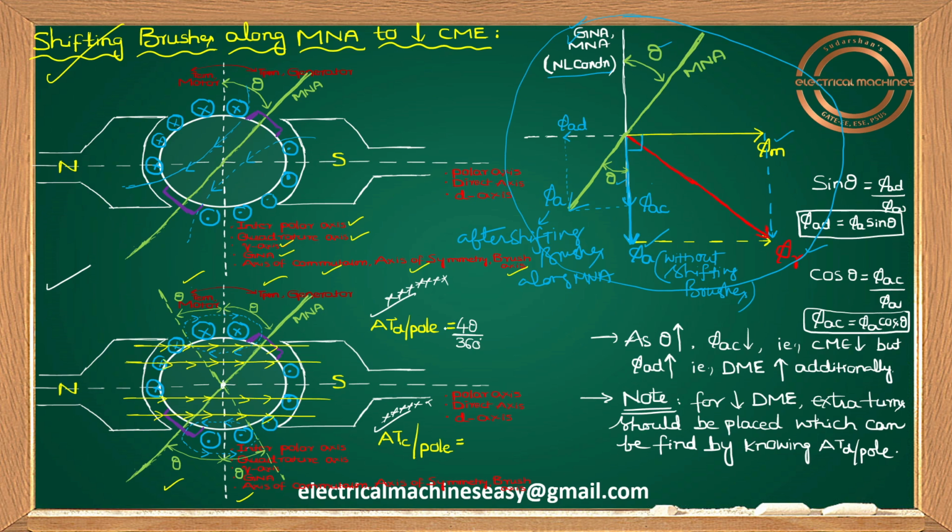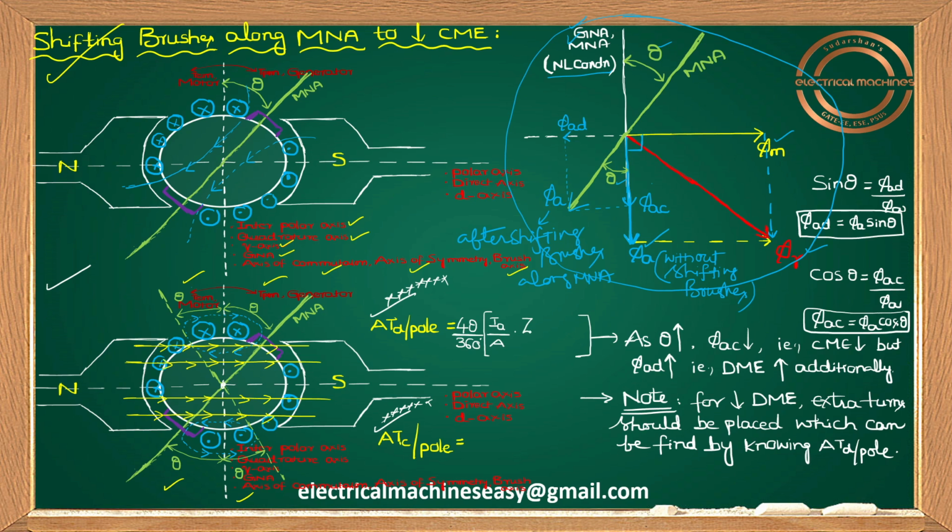Anyway, let me write the formula for this ATD per pole. I'm just directly giving the formula, so you can remember it like this. ATD per pole means what? Ampere turns. Ampere means IA, you know, general IA. You should take IA by A. A means what here? Number of parallel paths. So ampere means IA by A.